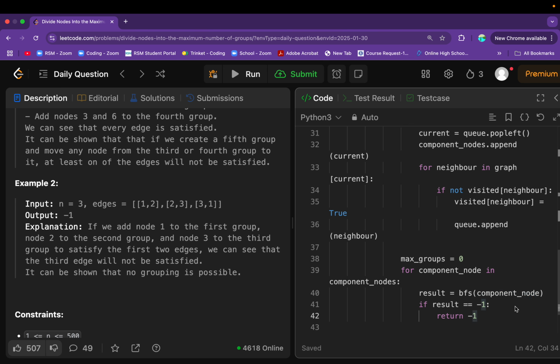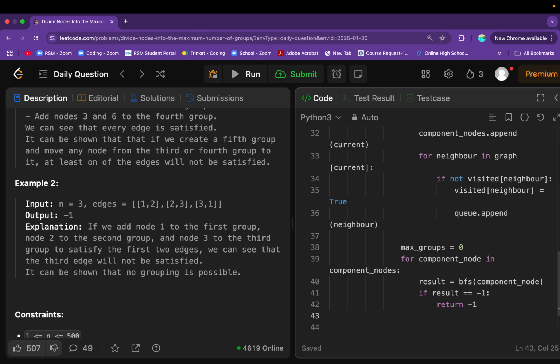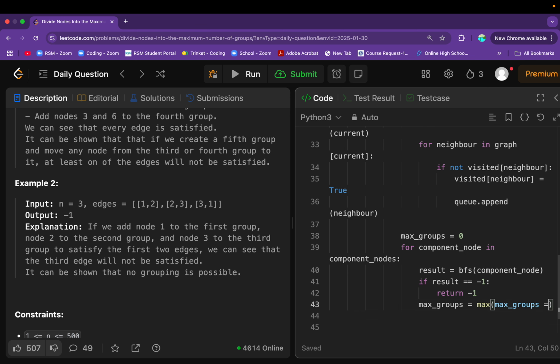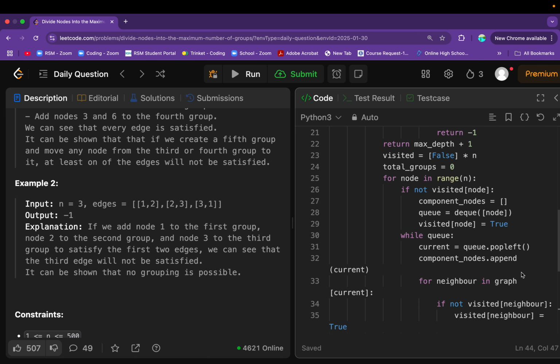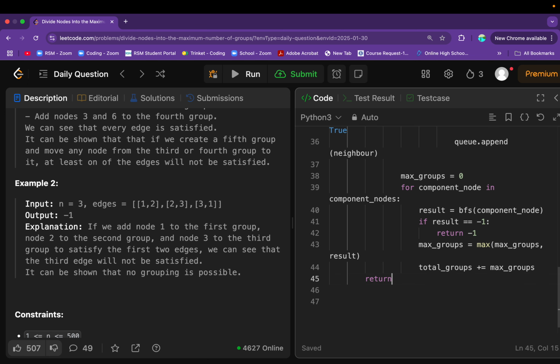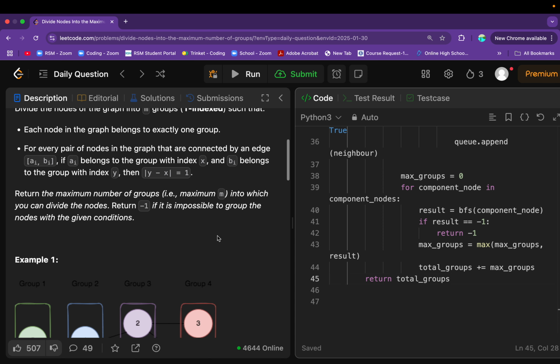Okay? And effectively, once we do that, we have to update or increment our total groups. And the way we can do that is simply to say the max groups is going to be the maximum of itself, because we don't want to make it smaller by any means, and our second parameter is going to be simply the result. And again, we're going to increment the total groups, so plus equals the max groups, whether it was updated or not. And effectively, once this execution finishes, we simply have to return the total groups. Why do we return total groups? Because that's going to be the number of groups that we were able to form, meeting this problem's constraints.